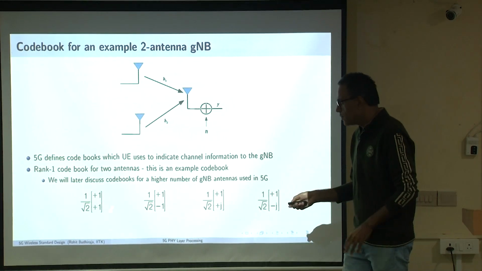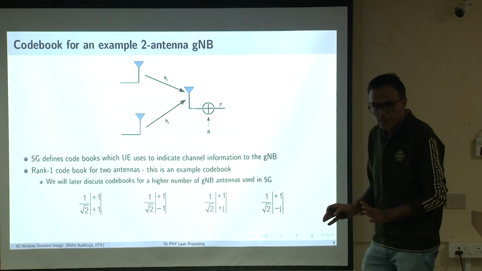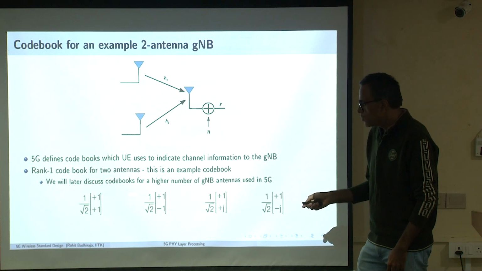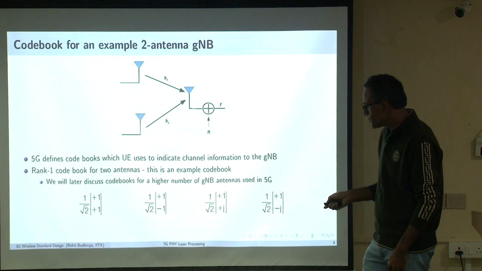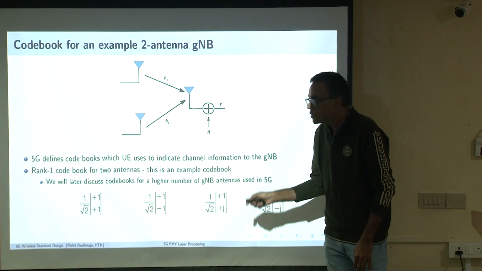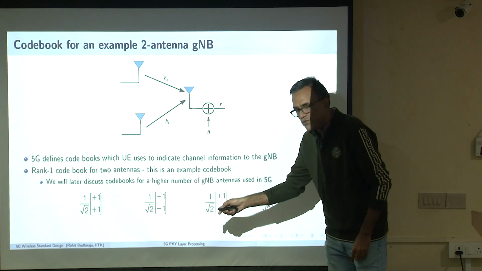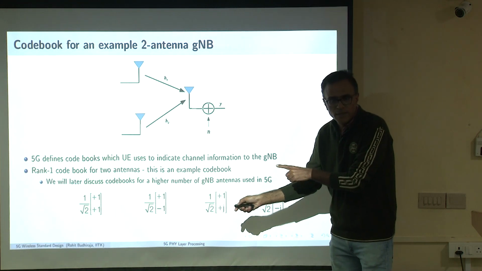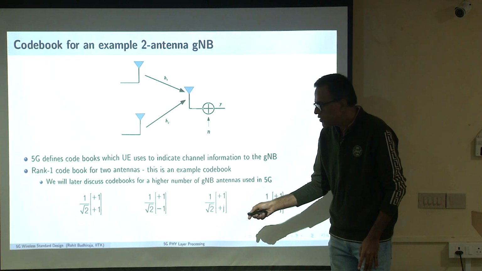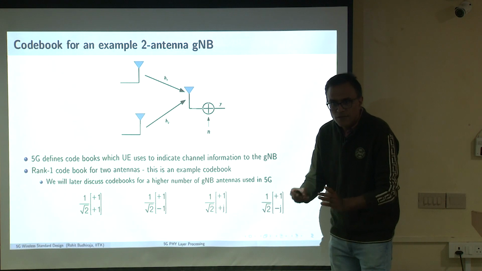And if you look at this carefully across these 4 entries, what is changing? Look at the amplitude of all of these channels. If you look at the first entry, this is H1 and this is H2. We are indicating the 2 cross 1 channel using this code book entry. What is the amplitude of the first entry? 1 by root 2. What is the amplitude of the second entry? 1 by root 2. So the amplitude is the same.